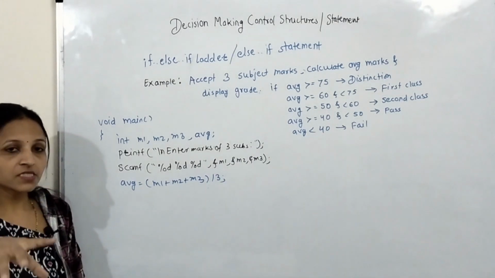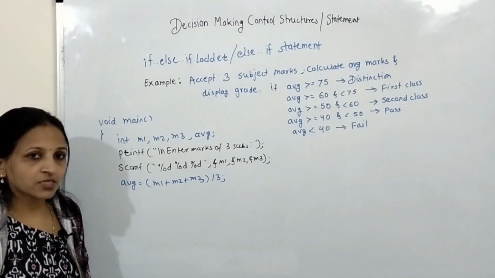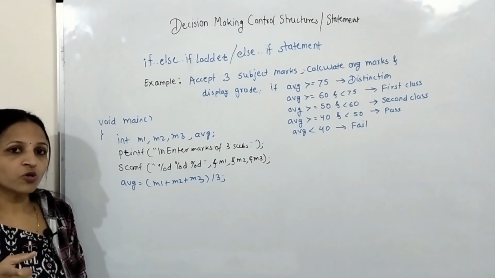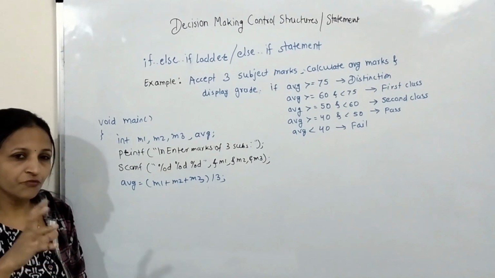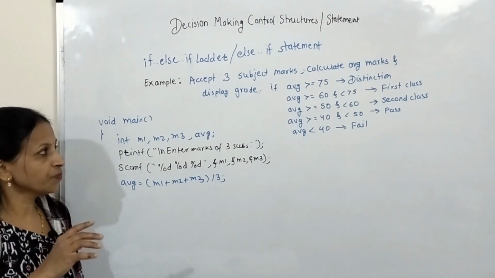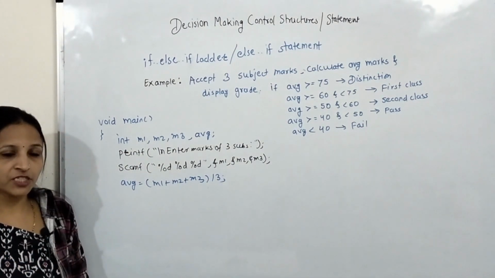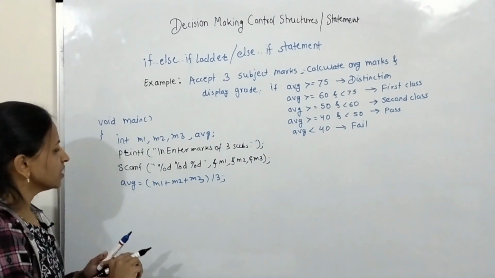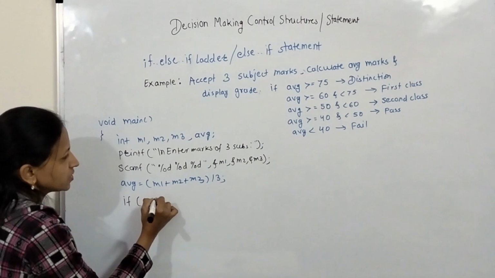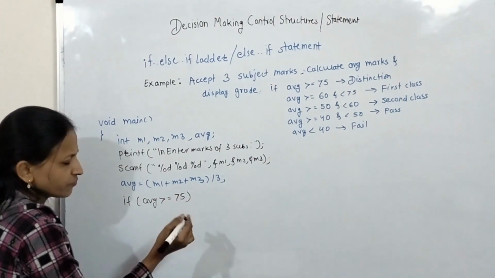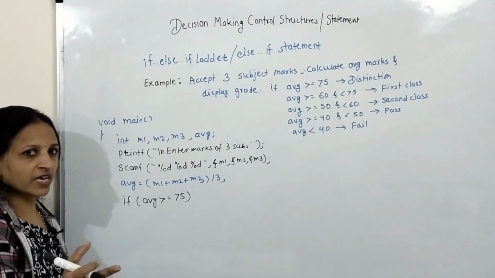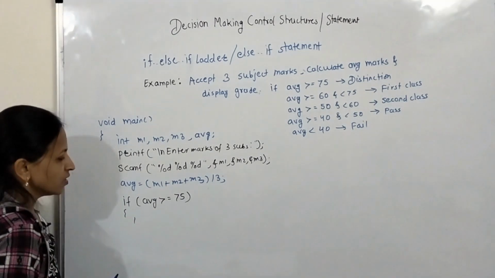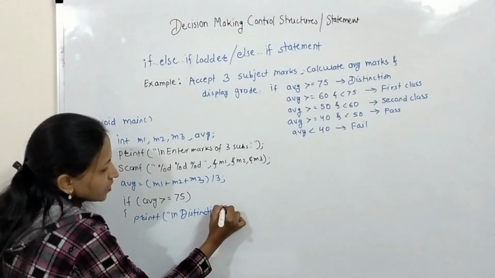Now see, on the basis of that average we have to take certain decisions, and that's why we have to use a decision making control structure inside this program. One more point to keep in mind, here we will use this if else if ladder. How to use that? First we will check whether the average is greater than or equal to 75, and for that we will place one if: if average greater than or equal to 75, then we can say the grade is distinction. Just display it using printf in this way.